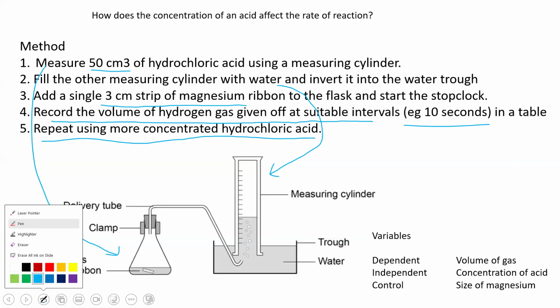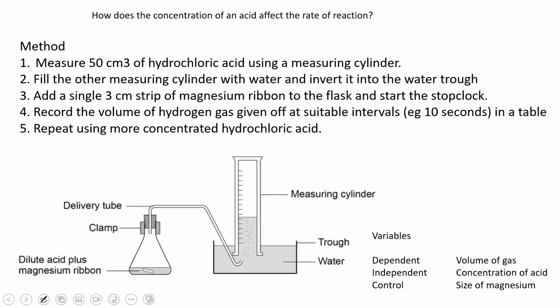So I'll go through the standard one. I always think that this is one in which they're very awkward with. You've got to predict it. So 50 centimeter cubed of hydrochloric acid using a measuring cylinder. That goes in the conical flask. Fill the other measuring cylinder with water and invert it. So therefore the measuring cylinder in the middle of the screen is full. Add a single 3 centimeter strip of magnesium. Start the stop clock. Record the volume of gas given off every 10 seconds. Put it in a table. Repeat using more concentrated hydrochloric acid.